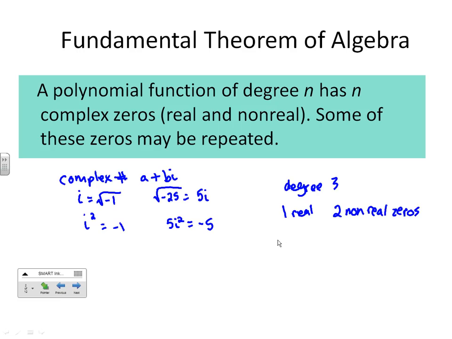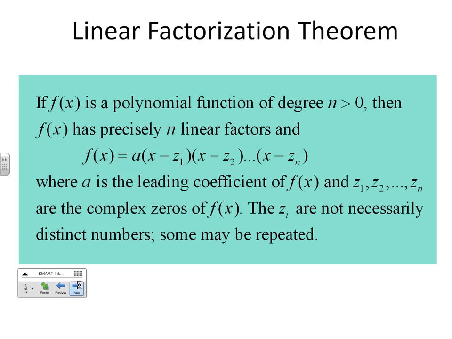And then real numbers: the reason it says complex zeros, real and non-real, is that technically if I have a number like 3, I can write that as a complex number because that would be 3 plus 0i. So complex numbers are all of the numbers, and then we can split that up into real and non-real. So before now we've just been talking about the real zeros. Now we're going to throw in the non-real zeros as well.